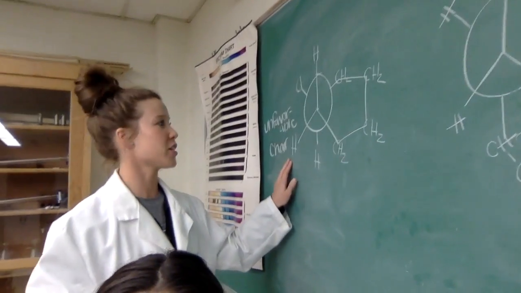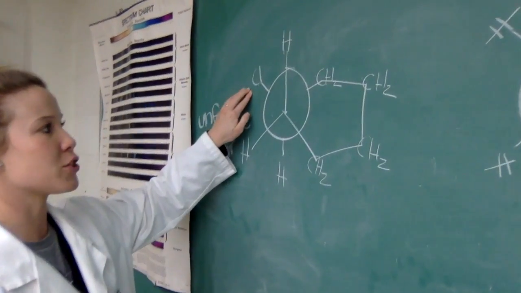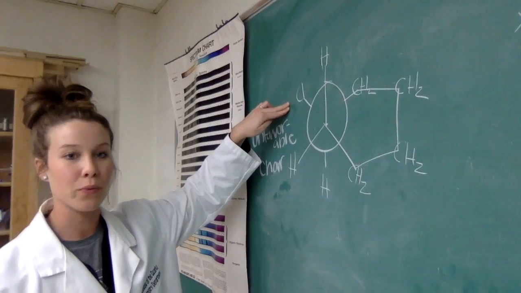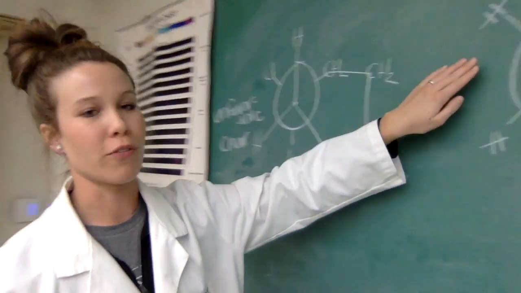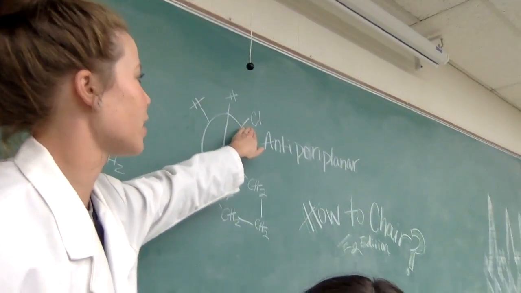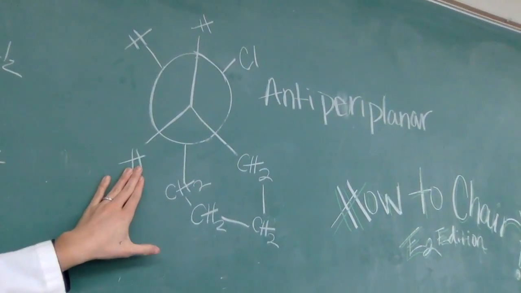This is a Fischer projection of the unfavorable. This is our chlorine leaving group. As you can see, the hydrogens are only 60 degrees away, which is not favorable. It wants to be antiperiplanar. So over here, we have our chlorine leaving group and our hydrogen, which is 180 degrees away, which is antiperiplanar.